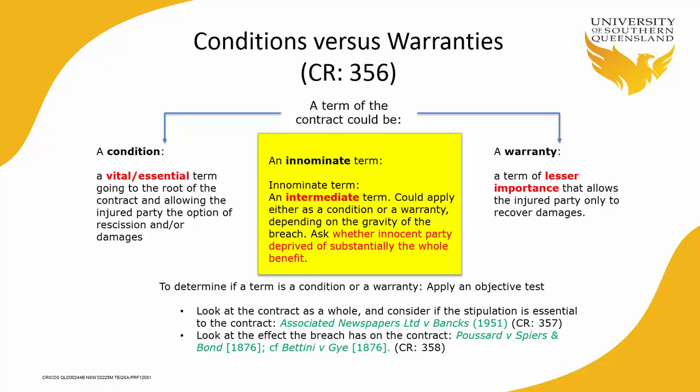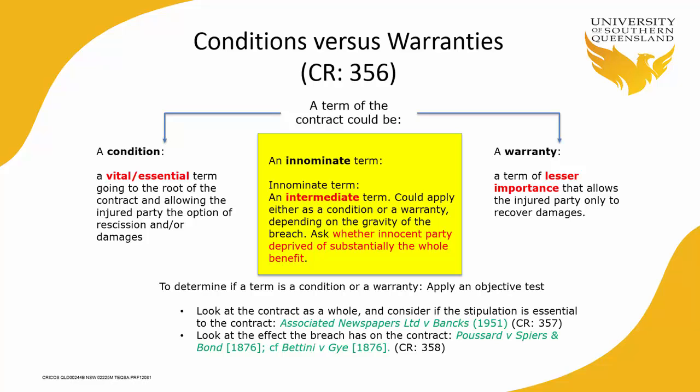Alright, so let's first start with these business contracts and look at conditions versus warranties. So a condition is basically a vital or essential term based on the intention of the parties, going to the root of the contract and allowing the injured party the option of rescission. You can rescind the contract, so you can basically cancel the contract, and or damages. A warranty, on the other hand, is a term of lesser importance, so you can only recover damages. Okay, you can't actually rescind the contract.